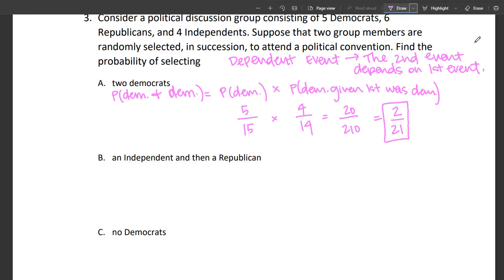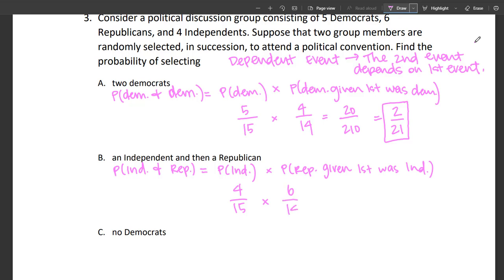All right, on B, we want an independent and then a Republican. The probability of an independent: we have 4 independents out of the 15 people. And then our Republicans, we have 6 Republicans, but we don't have 15 people anymore. We only have 14. So we get 24 over 210, and that reduces to 4 over 35.